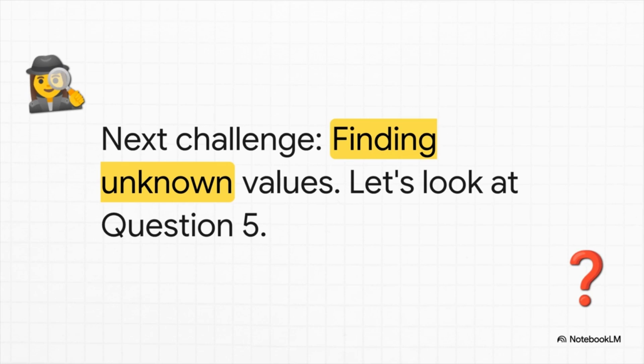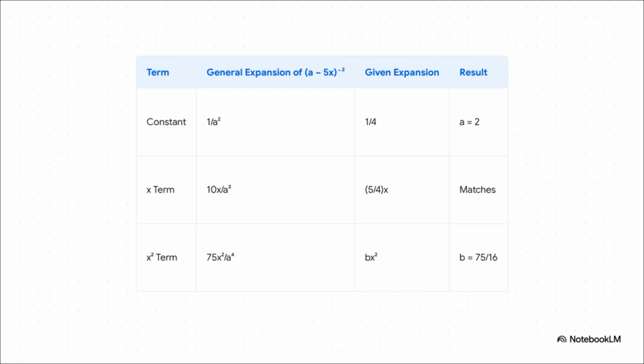Let's check out question 5. So for this one, we're kind of working backwards. We start by doing the expansion, but we leave the a in there as a variable. This gives us like a template for our coefficients in terms of a.